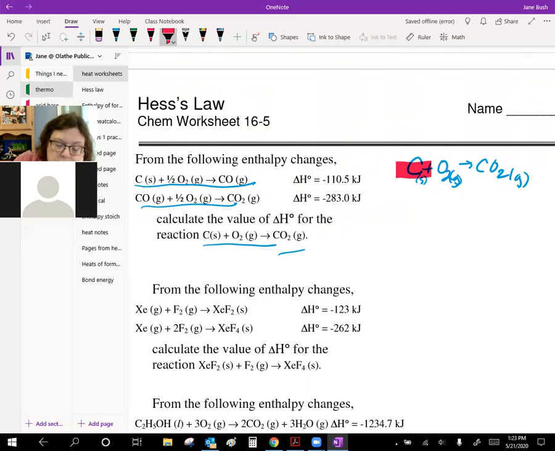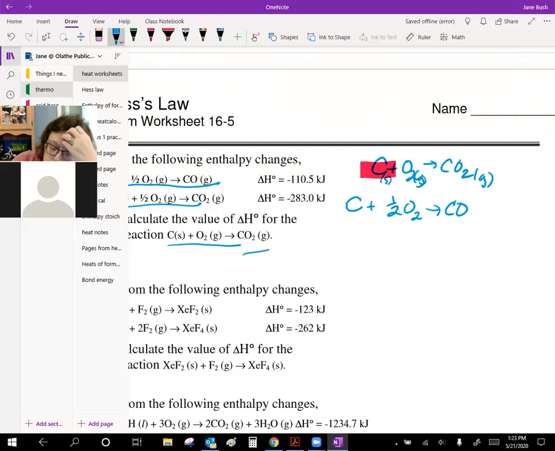And the first equation has carbon by himself. The carbon's on the reactant side, so we don't have to do anything to that equation. This is a heat of formation because to make CO, you would only use half of a mole of oxygen. And that heat of formation is negative 110.5 kilojoules. And we've got some oxygen here.